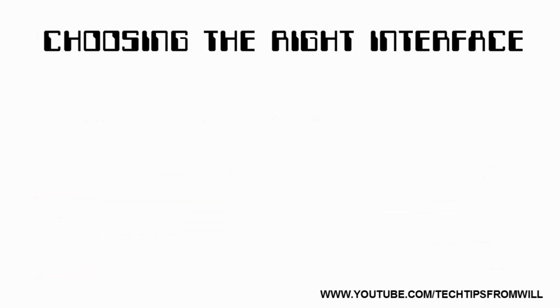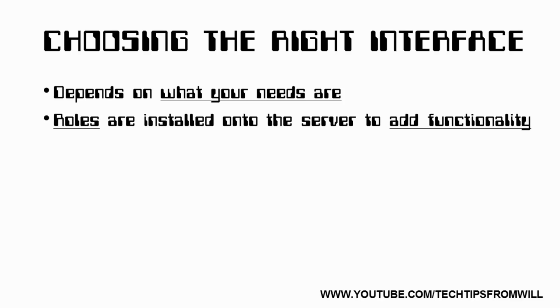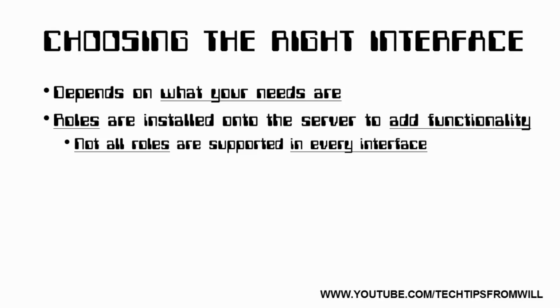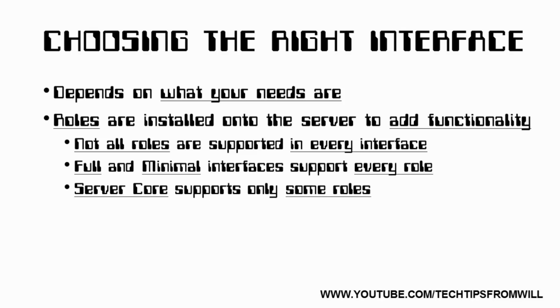This brings us to the next topic of choosing the right interface for you. The best choice of interface depends entirely on what your needs are. As with earlier editions, Windows Server 2012 and Windows Server 2012 R2 allows you to install roles that add functionality to the server. However, not all roles are supported in every interface. With the full and minimal interfaces, every role offered by Windows Server 2012 and Windows Server 2012 R2 is supported. However, if you opt for a server core interface, some roles are not available.